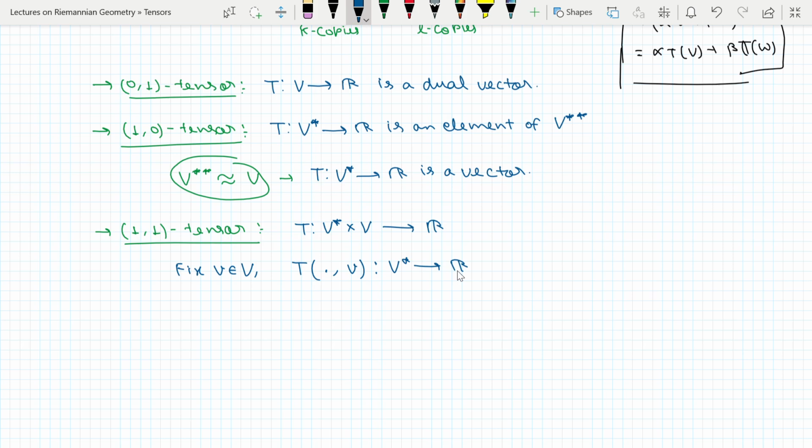So this is a map going from V star to R, because the slot for the vector space V is fixed. It's not changing. The only slot which takes different values is the slot for V star. So this is going from V star to R. And then you clearly know this is an element of the double dual. And how is it identified?